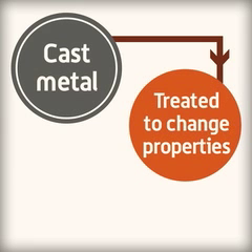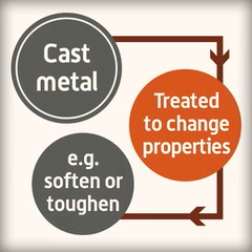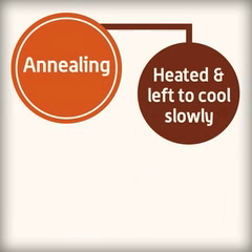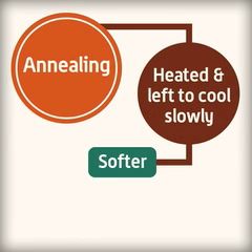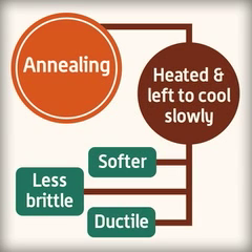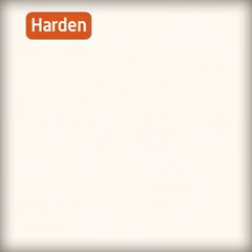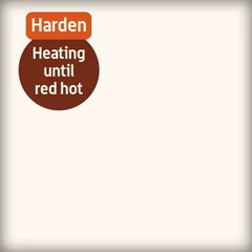A metal, once cast, can be heat treated to change its properties, for example to soften or toughen it. Annealing is the heating of the metal and then leaving it to cool slowly, which makes the metal softer, less brittle, and more ductile.